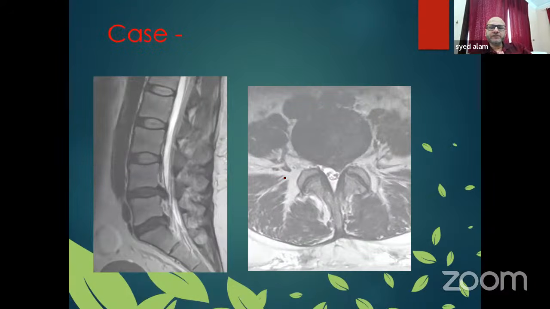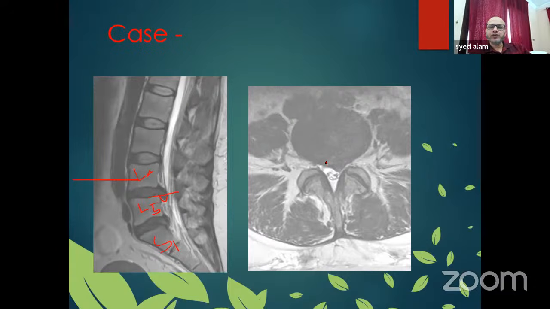Okay, now we'll see how to report this case. First, numbering. So this is L4, this is L5. Sorry, this is L5, this is S1, and this is L4. You can see there's a disc which is extending like this. This is the end plate, so it is crossing the end plate. So by definition, this is extrusion. So this is extrusion in the left.